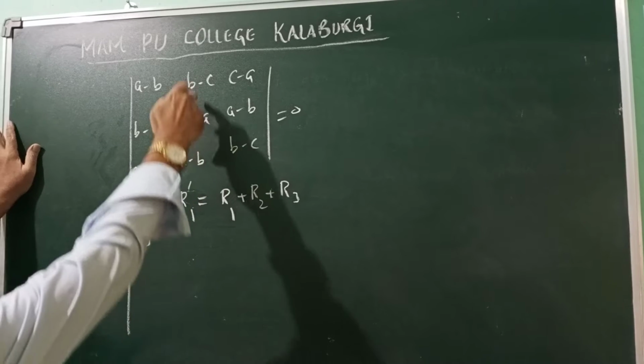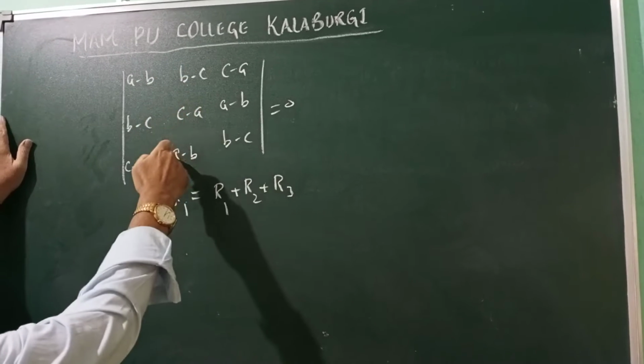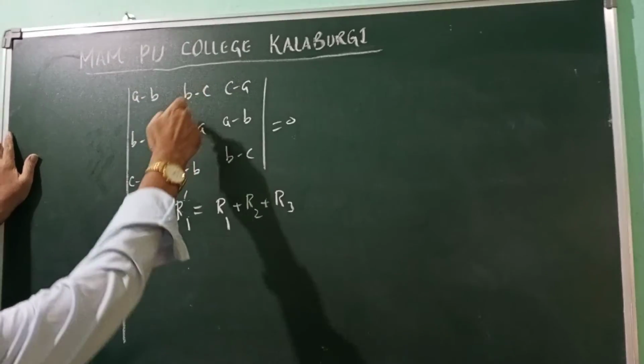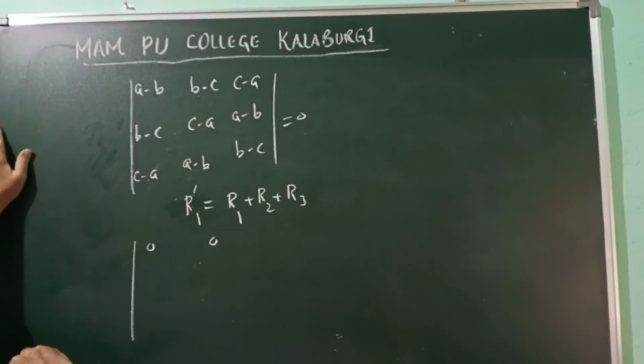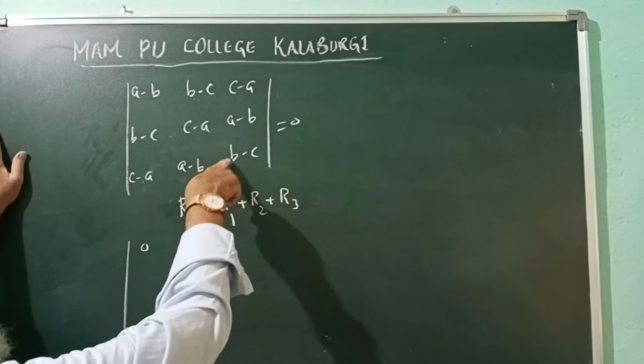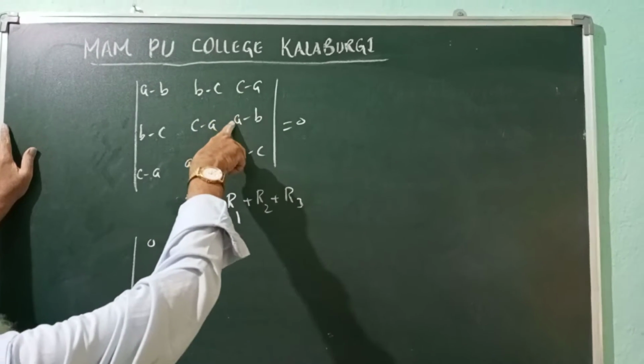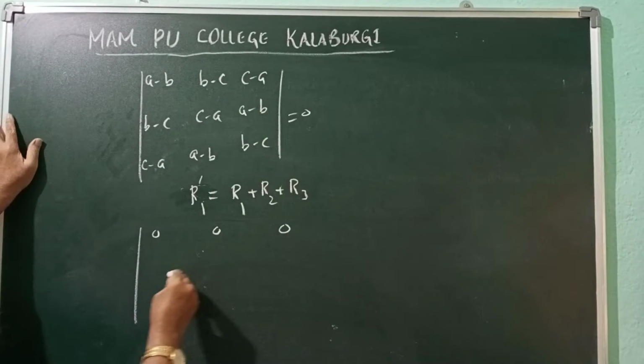Similarly, these two to be added here. Minus a plus a get cancelled, minus b plus b get cancelled, minus c plus c get cancelled. The value will be 0. And here also you can see minus b plus b get cancelled, minus c plus c get cancelled, minus a plus a get cancelled. The value will be 0.